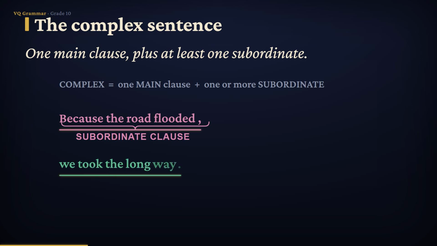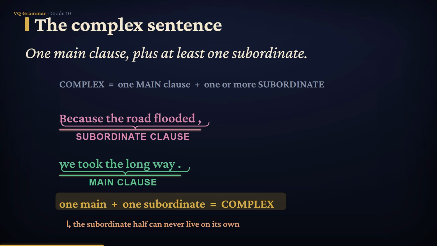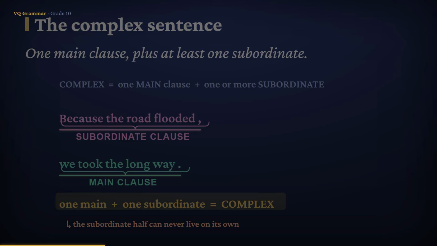Line 2, we took the long way. That one stands on its own feet. Subject we, verb took, complete thought. So we have one main clause and one subordinate clause writing along with it. 1 plus 1, and that makes it complex. And remember, that subordinate half can never live on its own.